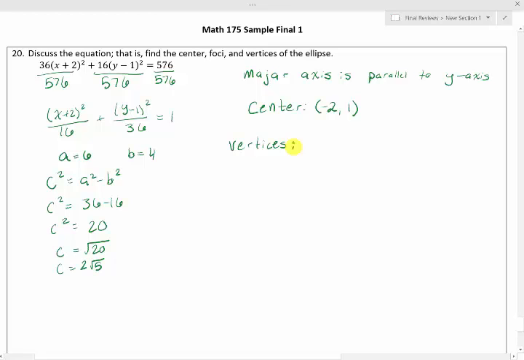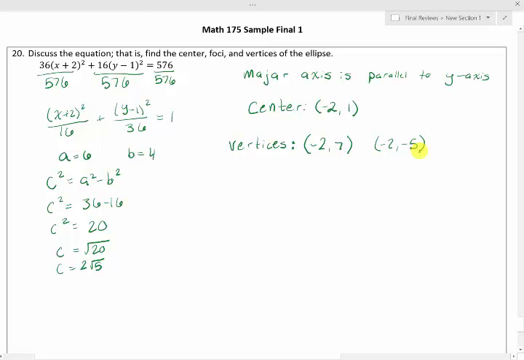So since my major axis is parallel to my y-axis, I'm going to be adding and subtracting my a from the y value of my center. So I can add a, or 6, to that 1, so negative 2, 7, and subtract a from 1, negative 2, negative 5.